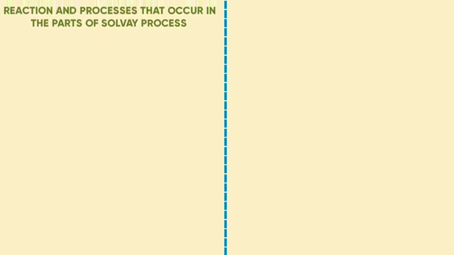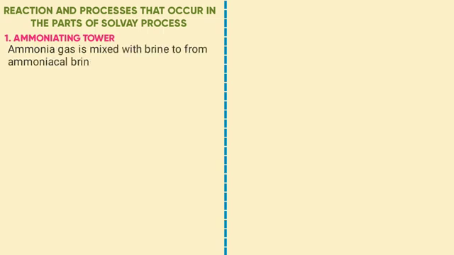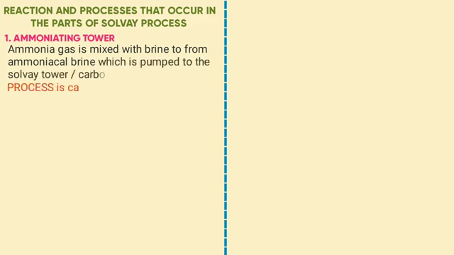Now, the reactions and processes that occur in the Solvay process include the first part, which is called the ammoniating tower. Ammonia is mixed with brine to form ammoniacal brine, which is pumped into the carbonator. The process that occurs there is called ammoniation.